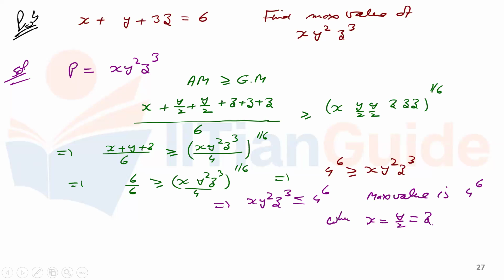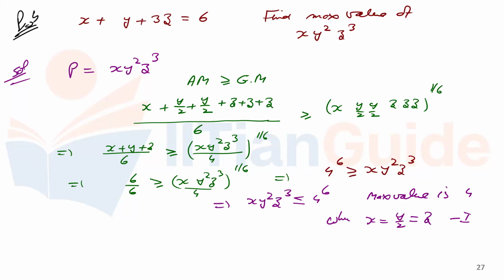Excuse me, sir, yes, sir, it will be 4, I think. Yes, because it will be 4, not 4 power 6. Yes, you are right. The maximum value is that much. Okay, you are correct. So we will get the maximum value equal to 4.